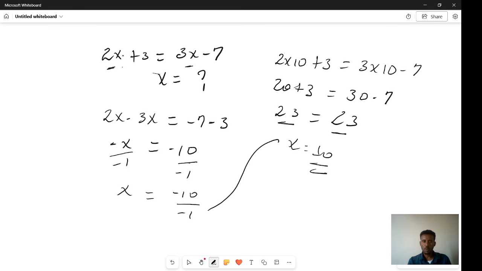So in the problem 2x plus 3 is equal to 3x minus 7, the value of x is equal to 10. It is 10.